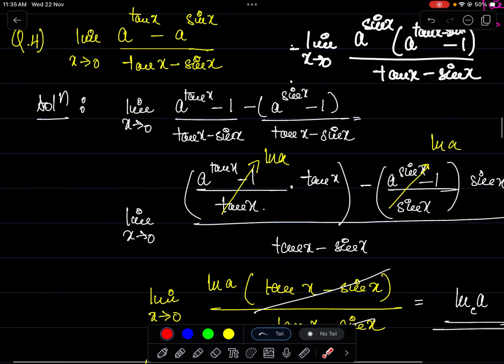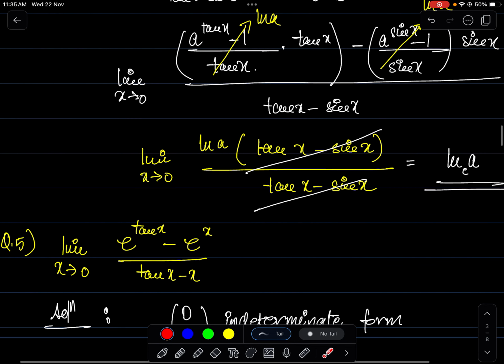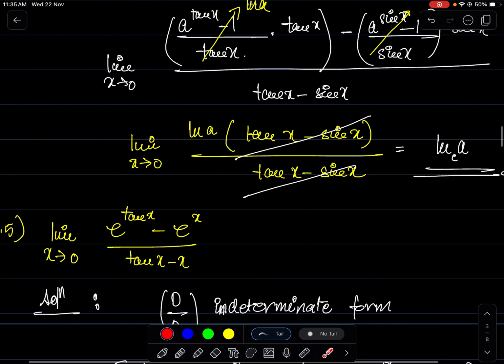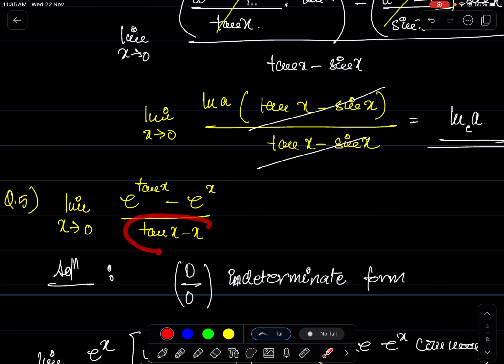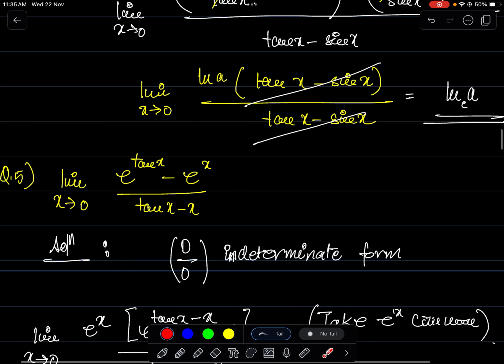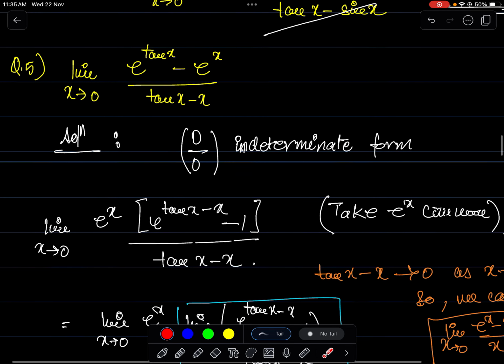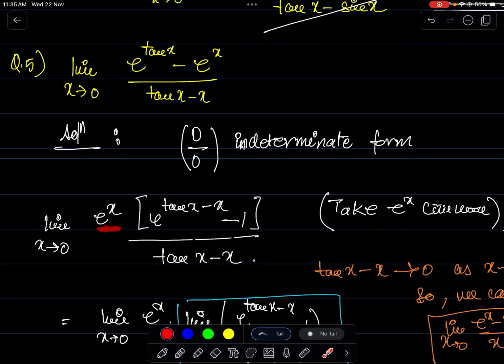So once I said this common thing in the previous problem, I'm quite sure most of you will be trying to make that, which is correct actually in this case, because you have tan x minus x. If you take e power x common, this will be minus x. It will come exactly as in the previous problem. See, that's what we have done here. I took e to the power x.